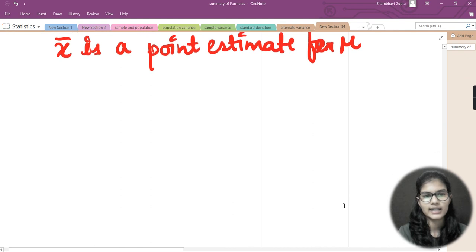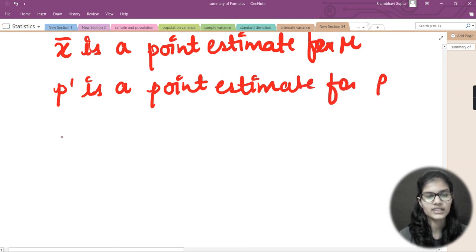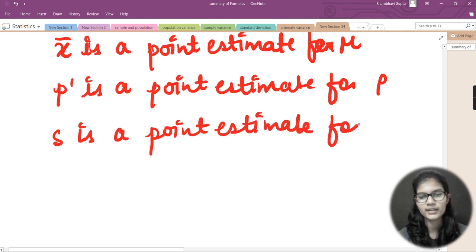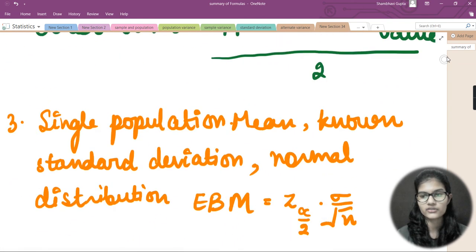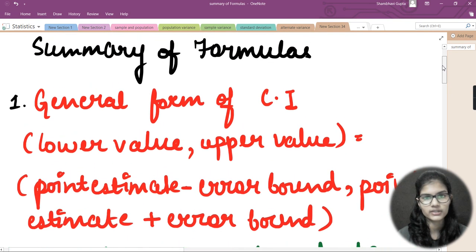Let me come down. And now, p dash. P dash is a point estimate for rho. And after that, s is a point estimate for sigma, right? So these are the point estimates that I have for different things. So these were all of the formulas which we have actually seen in this confidence interval topic.